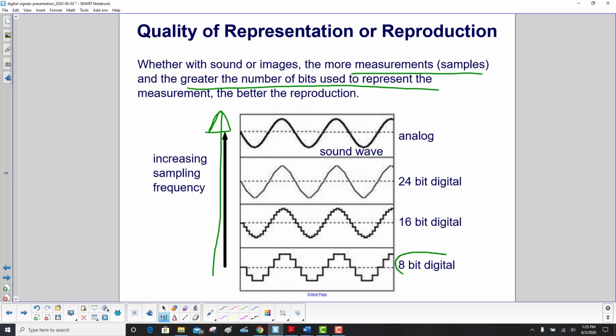You start with 8-bit digital. Probably should have started at the top here. Here's my analog wave. This is exactly what's happening. This is my sound wave. If we represented with 8-bit digital, that doesn't look much like it, does it?